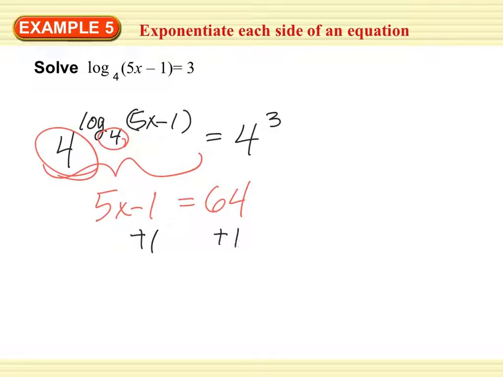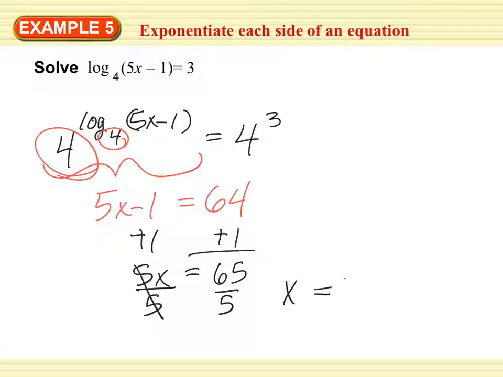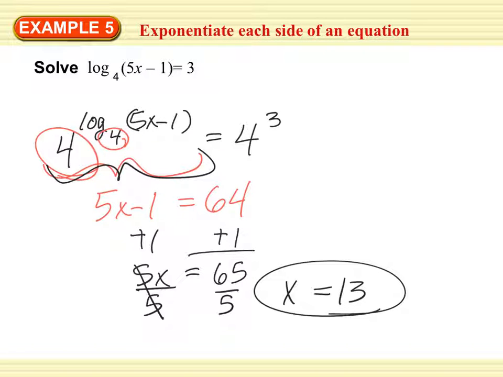Now we just get some algebra. 5x equals 65. Divide both sides by 5, and I get x equals 13. Okay, that's your trick right there though, right?